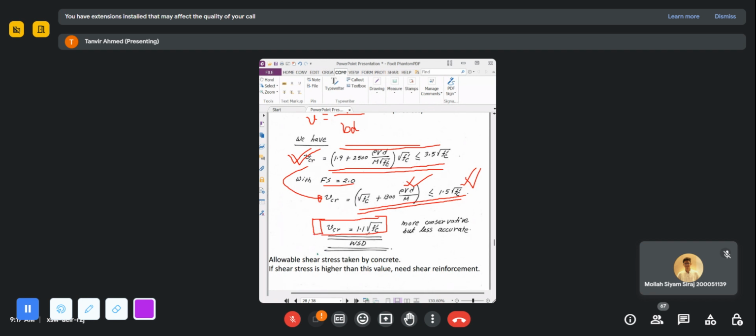So VCR will be equal to 1.1 square root of fc prime. For this equation, it's very simple because you don't need to calculate the value of your m. You just plug in the value of the compressive strength of the concrete, and you get the shear strength of your concrete. This will be more conservative, but it's obviously not as accurate as this one.